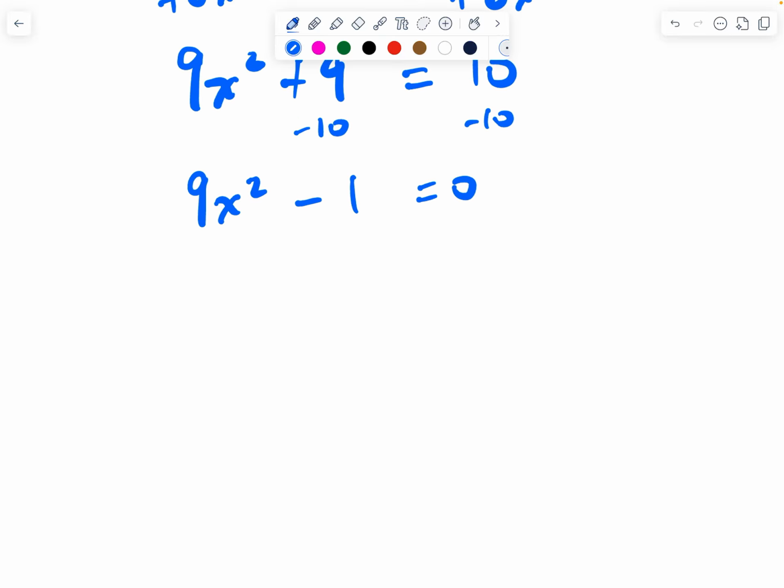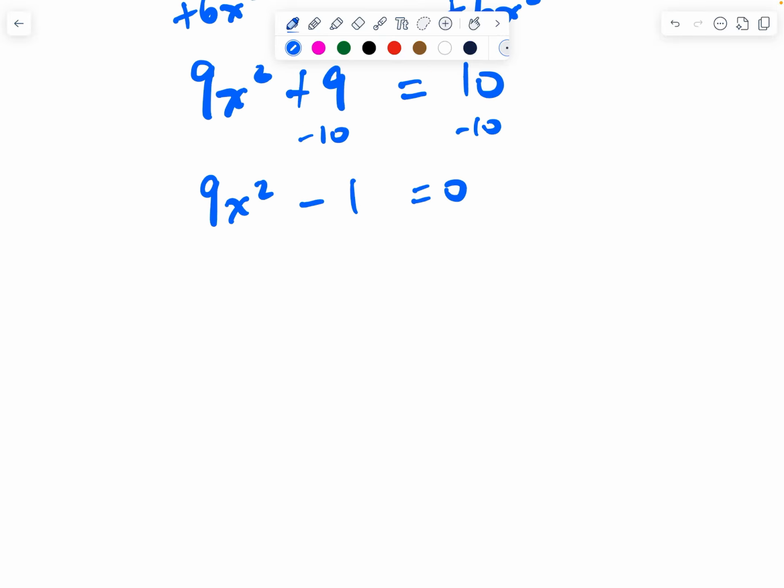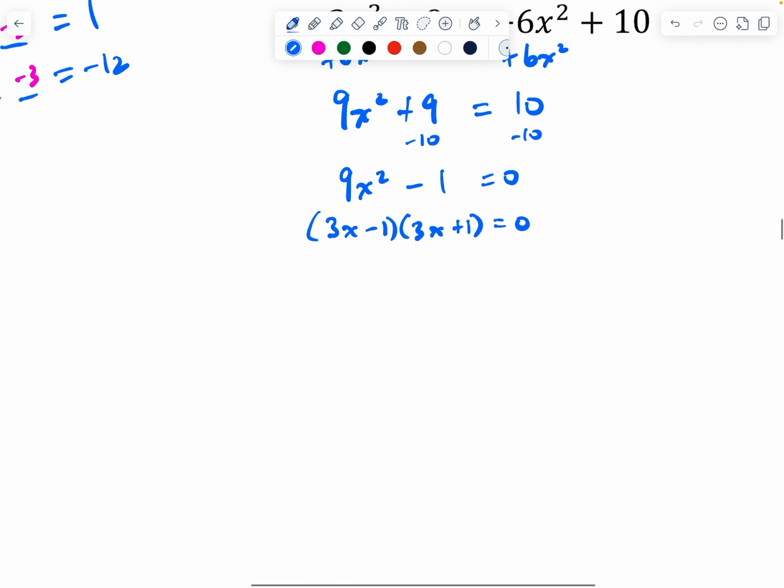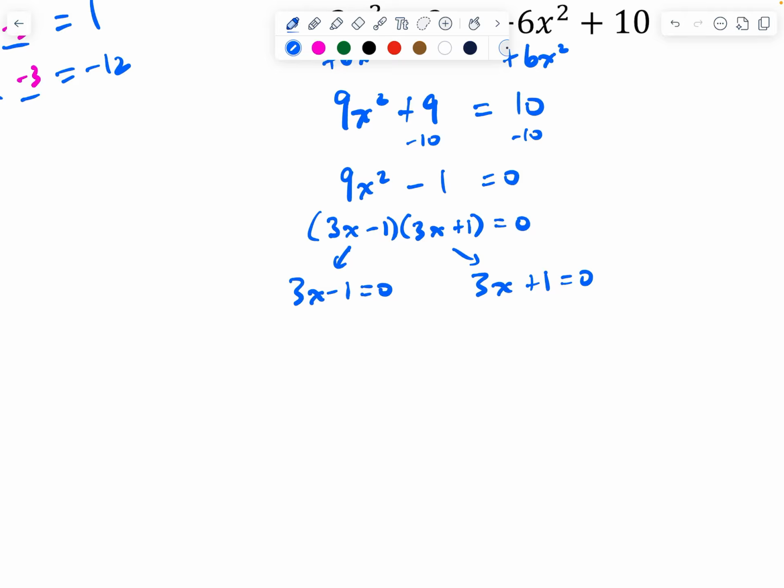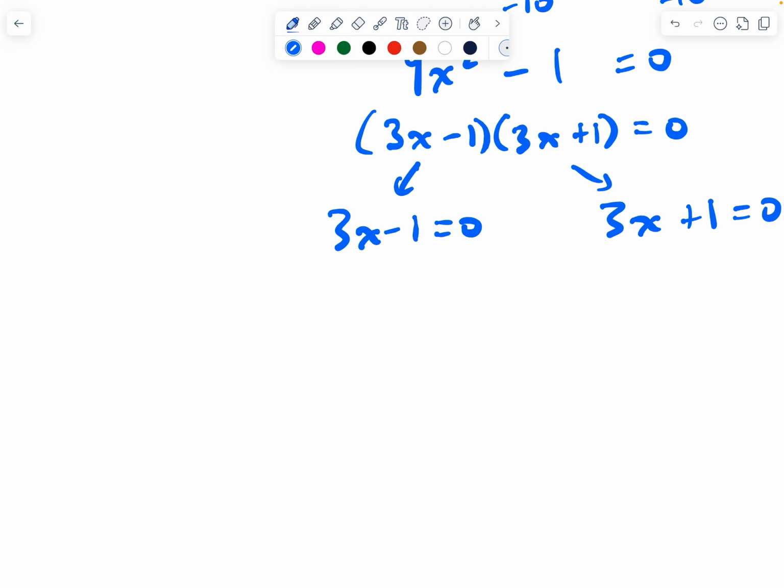Now I look at my factoring tree and I say, is it a binomial or is it a trinomial? This is a binomial, and it's a difference of 2 square numbers. So 9x squared minus 1 is 3x minus 1 and 3x plus 1, and that equals 0. So we've got this factored down. And just like before, we're going to set both factors equal to 0. So we've got 3x minus 1 equals 0, and 3x plus 1 equals 0. Again, these are just linear equations that can be solved.